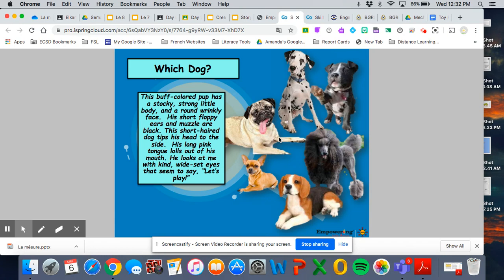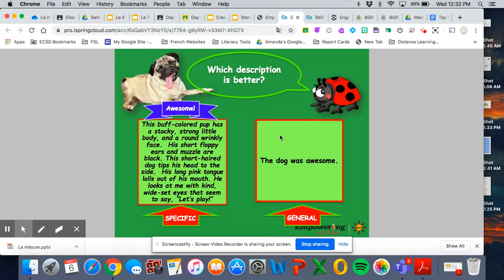That tells me a lot more than saying my dog is awesome. I just described this awesome dog. So I want you to decide, which description is better? The dog was awesome, or the one that we just read? In my opinion, I think this second example that I gave gives more specific detail, and it's a lot more interesting for me to read.